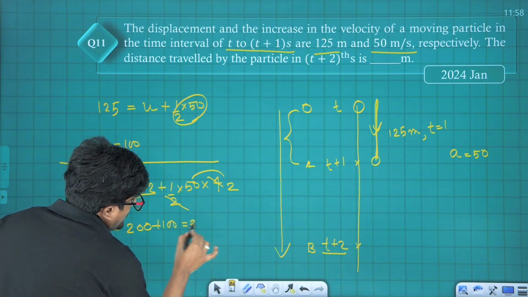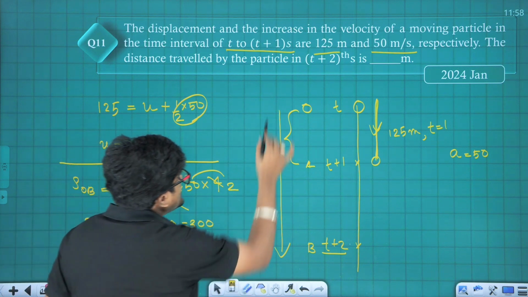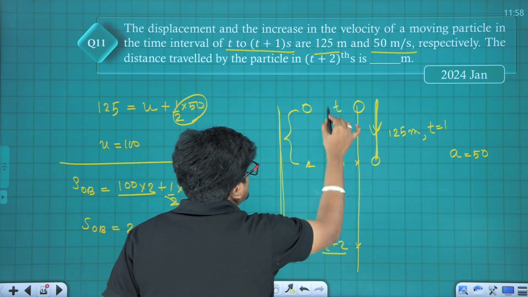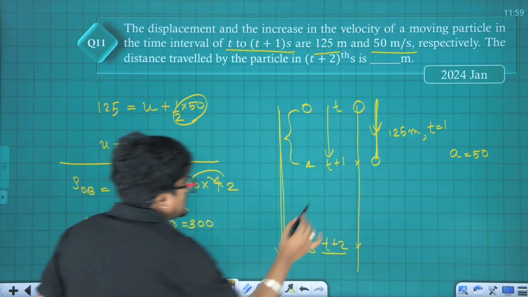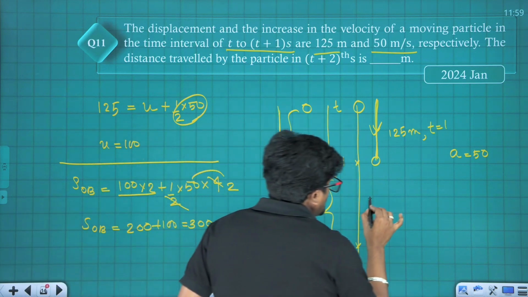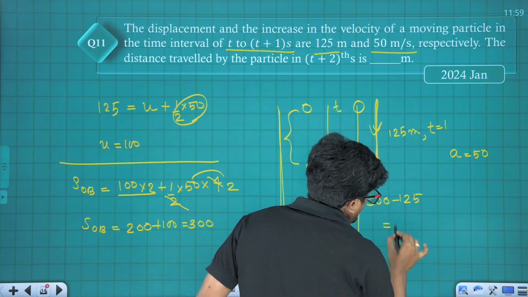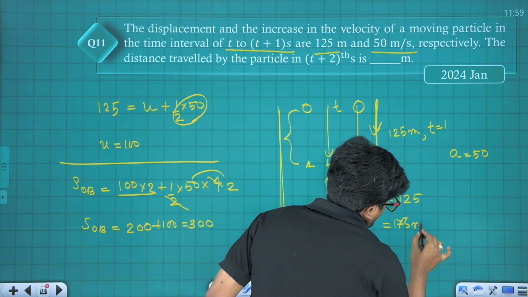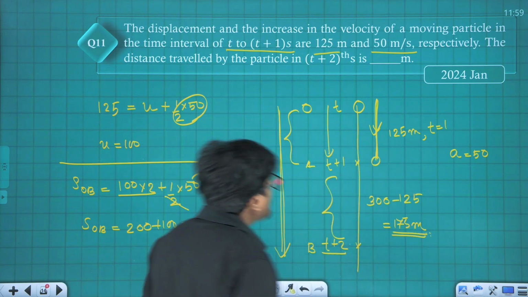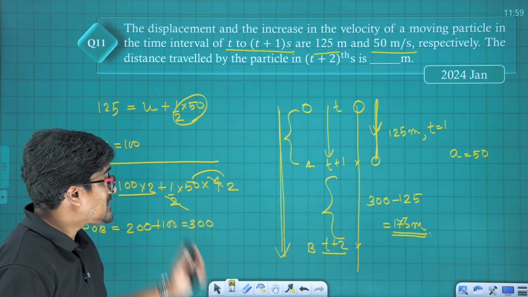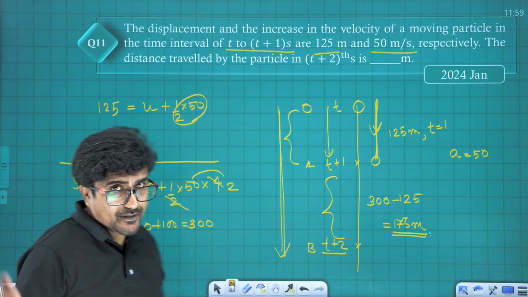So that distance is going to be what? 300. So this distance is 300, this is 125. So this particular distance is supposed to be what? 300 minus 125, that is 175 meters. Alright, so the final answer is going to be 175 here.